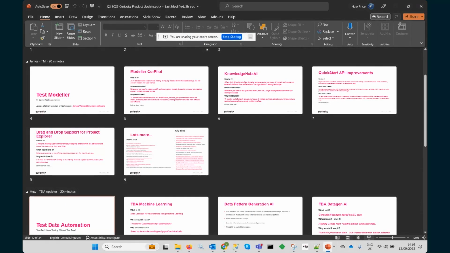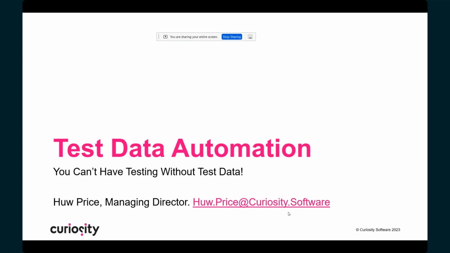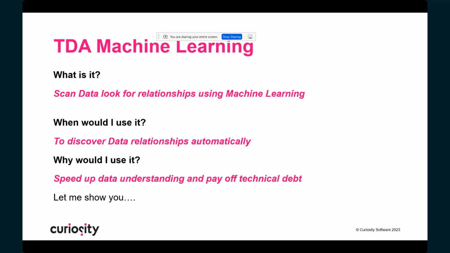Okie doke. You can't have testing without test data. This is basically TDA machine learning. I'm not sure if I talked about it before, where we've expanded a little bit, so I'll probably do a little bit extra on this. This is looking to scan data, looking for relationships using machine learning.